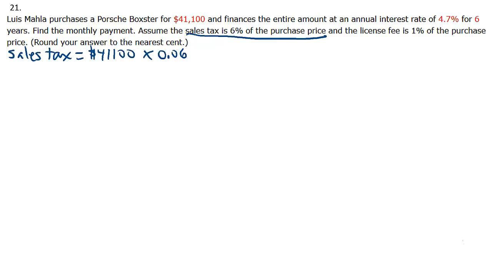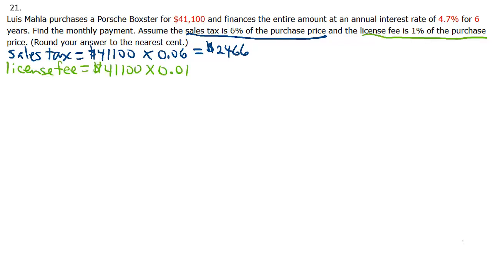We've got to calculate that sales tax. It's 6%, which is 0.06, so we multiply 6% of $41,100 and you get $2,466. That's the sales tax. Then we've got to calculate the license fee.